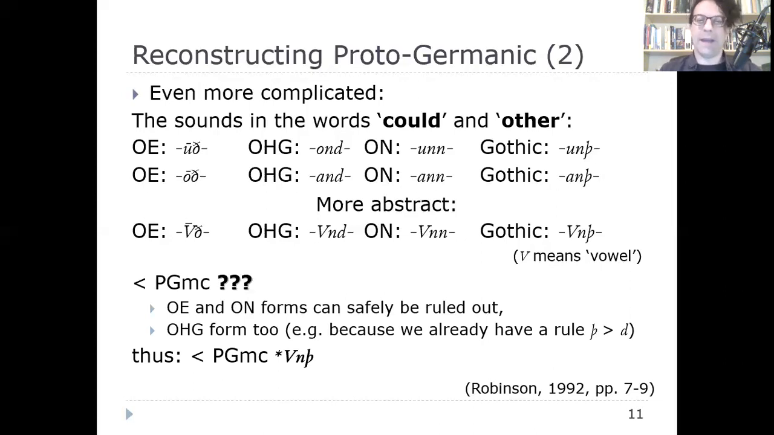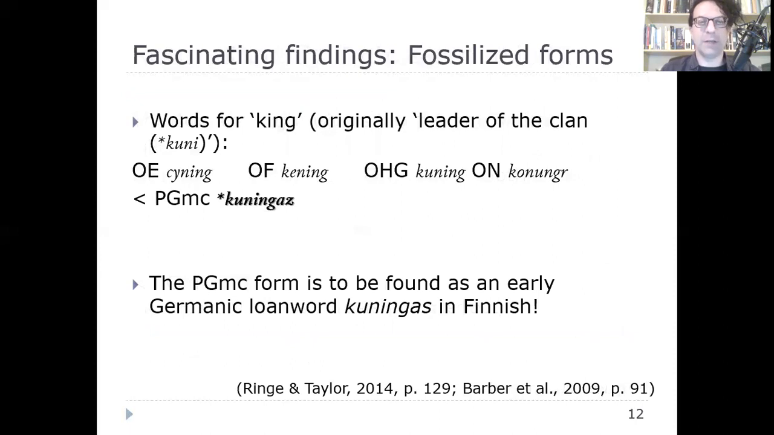Right. Okay. I hope that this has become clear to you. An interesting little side note, we do find really fascinating things like fossilized forms in other languages. Let me just show you what this means. So looking at all of the old Germanic words for king, probably this word had an original meaning of something like the leader of a clan.